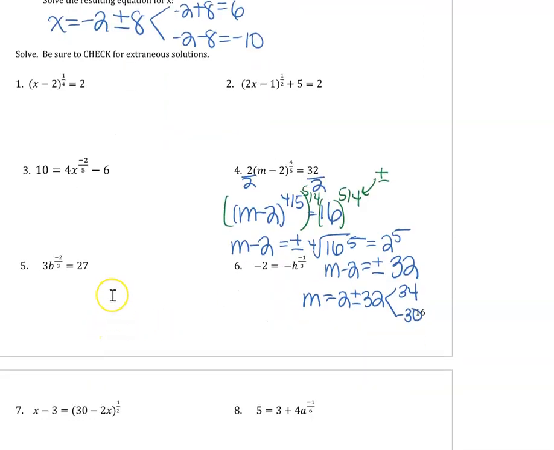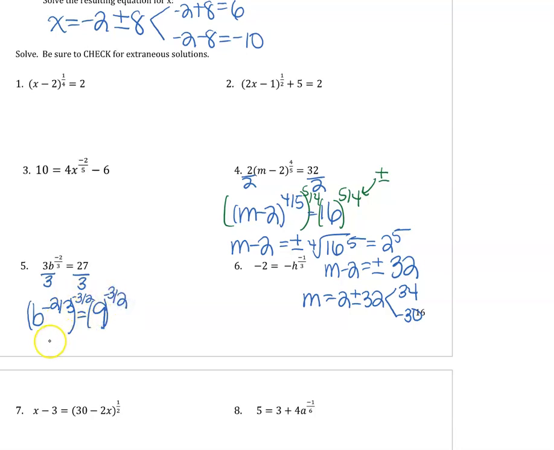All right, take a look at something like number 5. Okay, I divide by 3. I got to isolate the thing with the exponent. This is b to the -2/3 equals 9. And then I raise both sides to the -3/2.